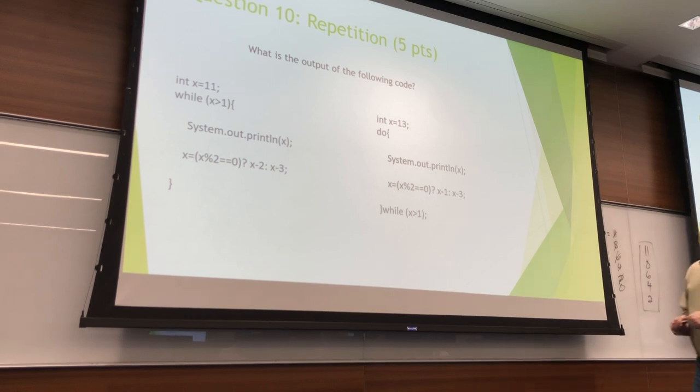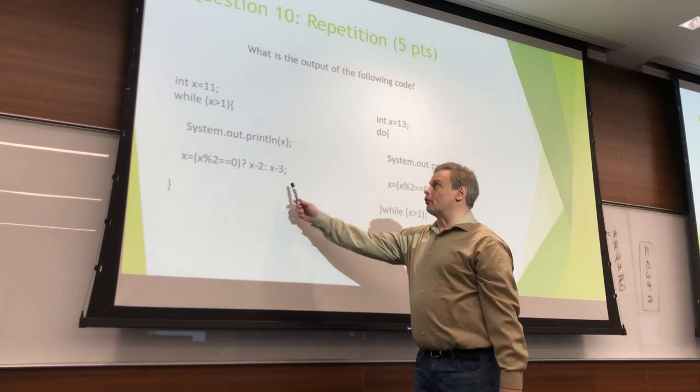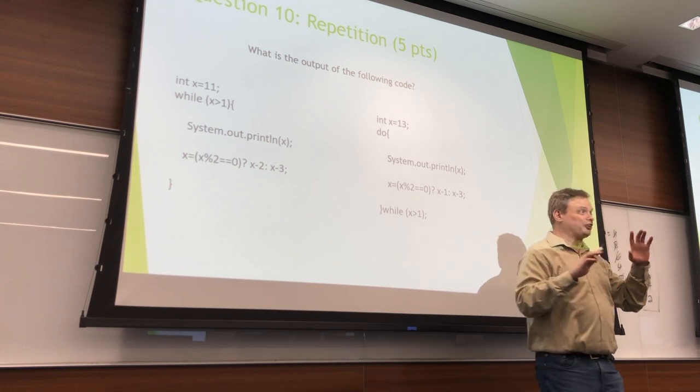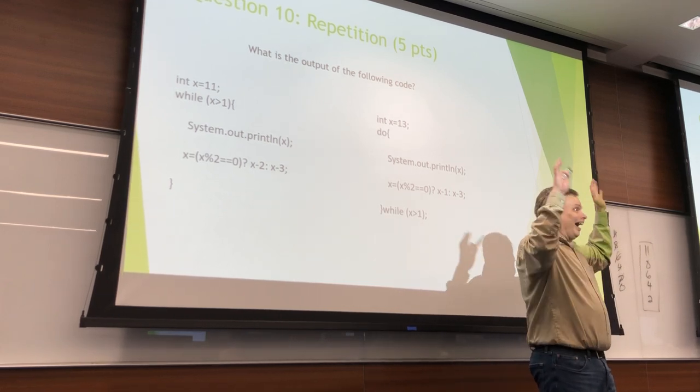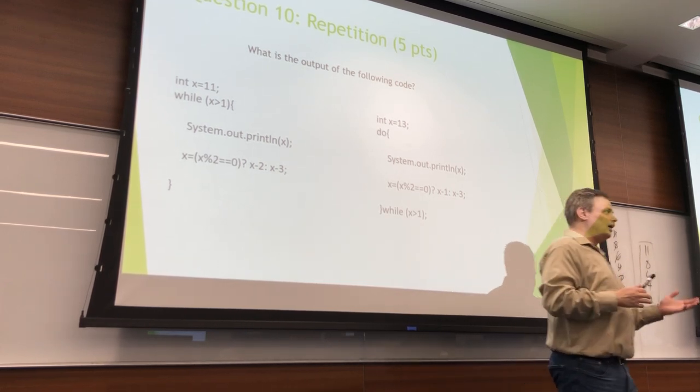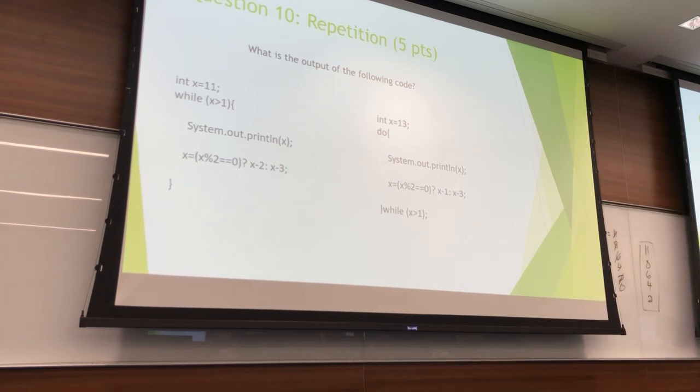All right. So you might receive a while loop, or you might receive, oh no, horror of horrors, a do while loop. Right? A do while loop is just like a while loop, except it's guaranteed to happen at least once. All right?